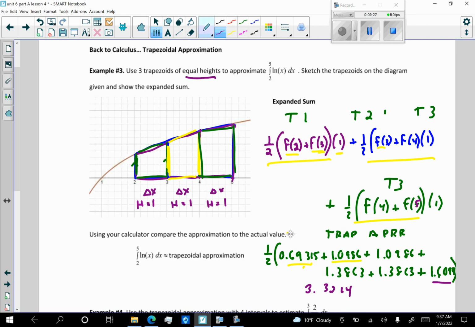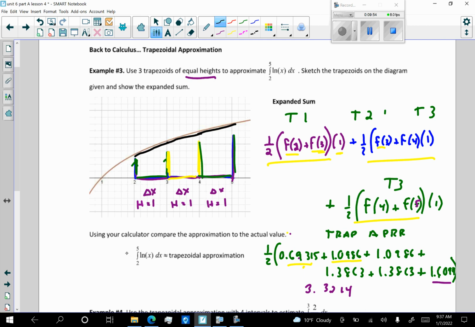And one thing we want to notice is that this particular graph is concave down. So this approximation, it's really hard to sketch, but these segments are going to be below this graph that's concave down. So this estimation is going to be less than the actual value.